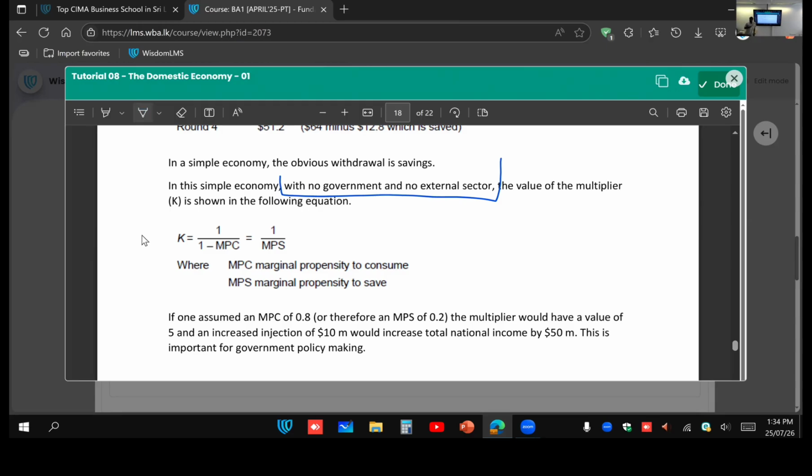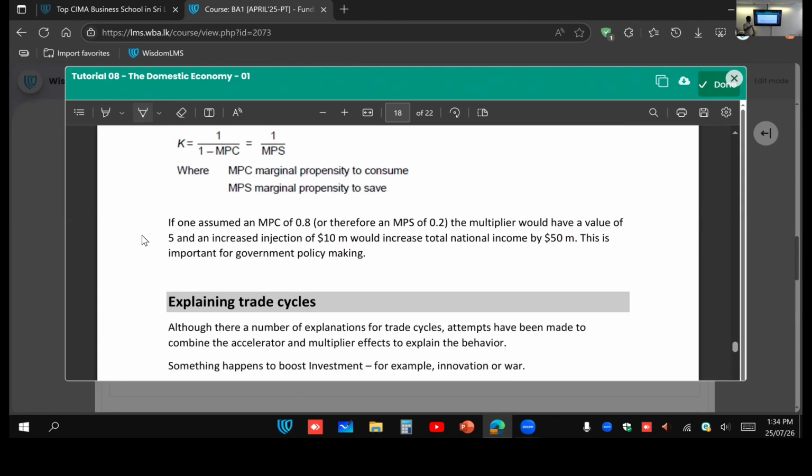Marginal propensity to consume. So that is equal to marginal propensity to save, 1 divided by marginal propensity to save. Simply put together, if one assumed an MPC, marginal propensity to consume, of 0.8, and therefore an MPS of 0.2. So out of 100, 80% is consumed and 20% saved. Because why? There's no government or external sector involved, right?